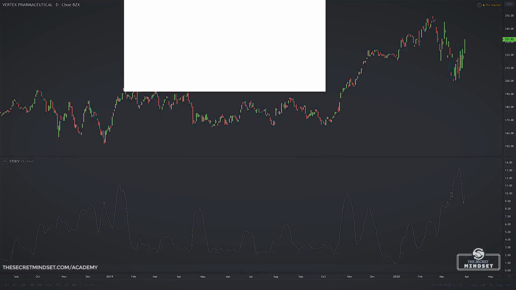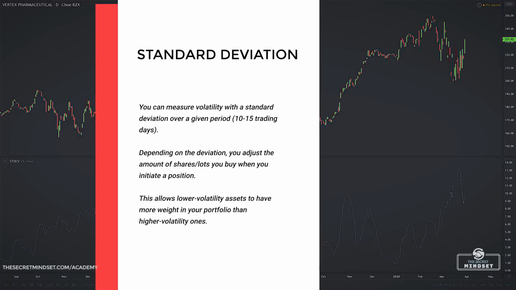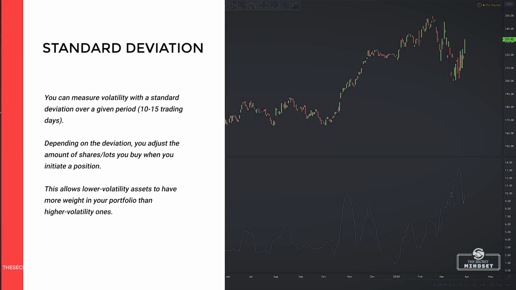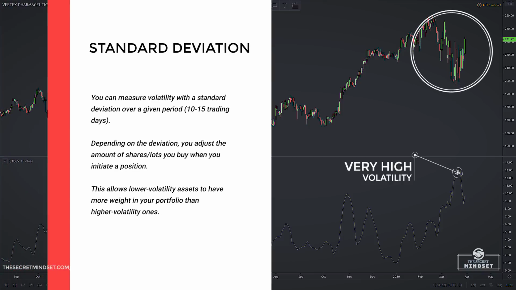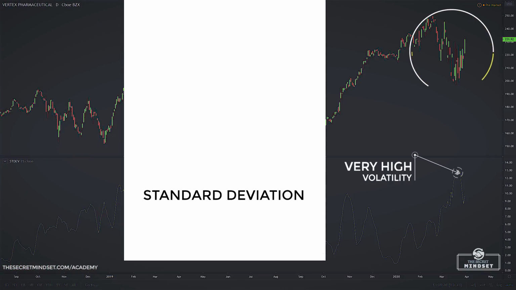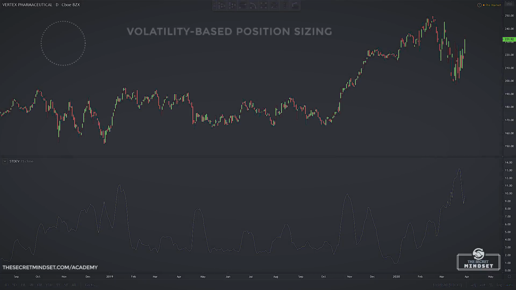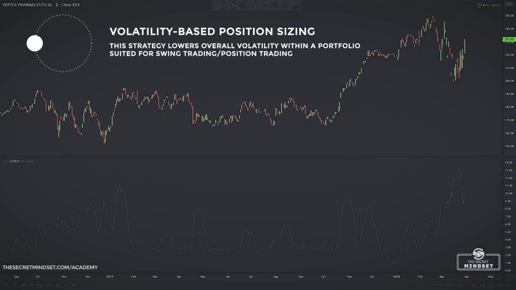You can measure volatility with something as simple as a standard deviation over a given period, say 15 or 10 trading days. Then, depending on the deviation, you adjust the amount of shares you buy when you initiate a position. This allows lower volatility stocks to have more weight in your portfolio than higher volatility ones. Position sizing based on this ideology lowers the overall volatility within a portfolio. This strategy is frequently used in large portfolios, and I use it personally in my own portfolio.